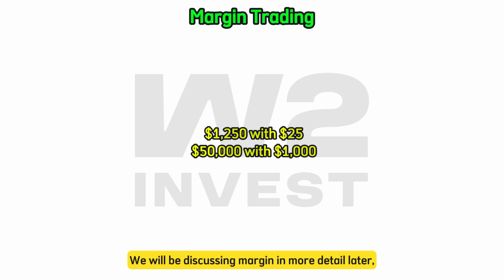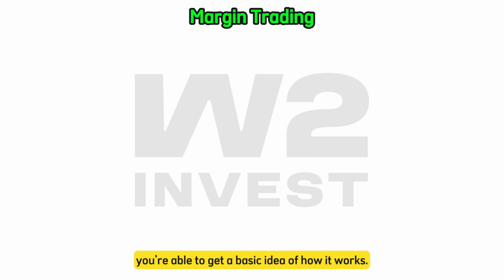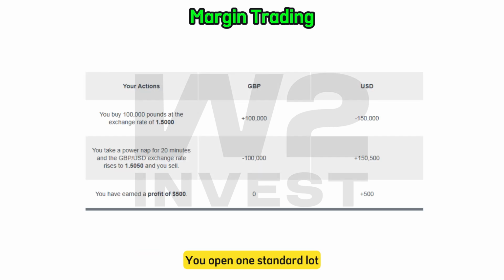Let's explain. We will be discussing margin in more detail later, but hopefully, you're able to get a basic idea of how it works. Listen carefully, because this is very important. You believe that signals in the market are indicating that the British pound will go up against the US dollar. You open one standard lot, 100,000 units pound sterling to US dollar, buying with the British pound with a 2% margin requirement. You wait for the exchange rate to climb.